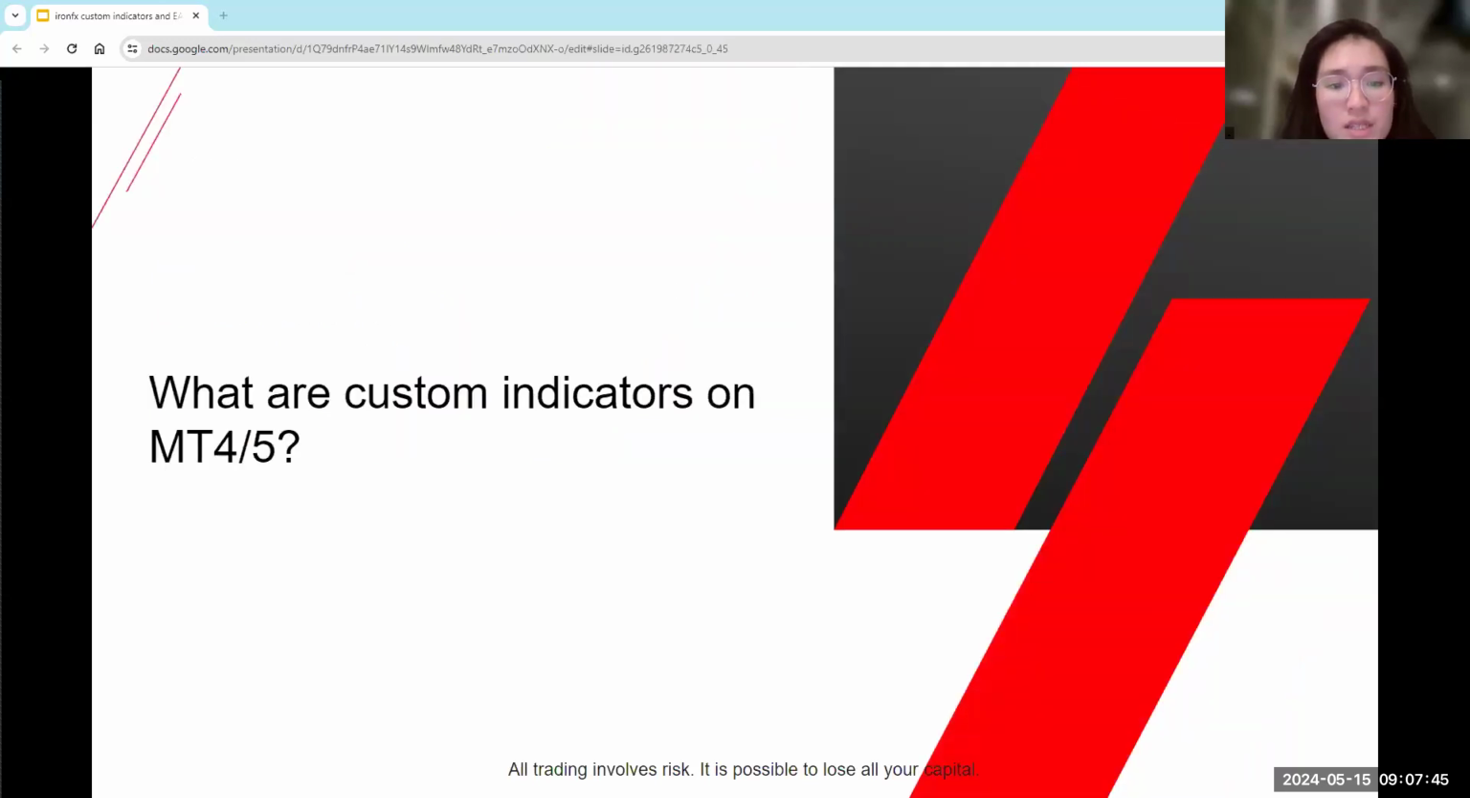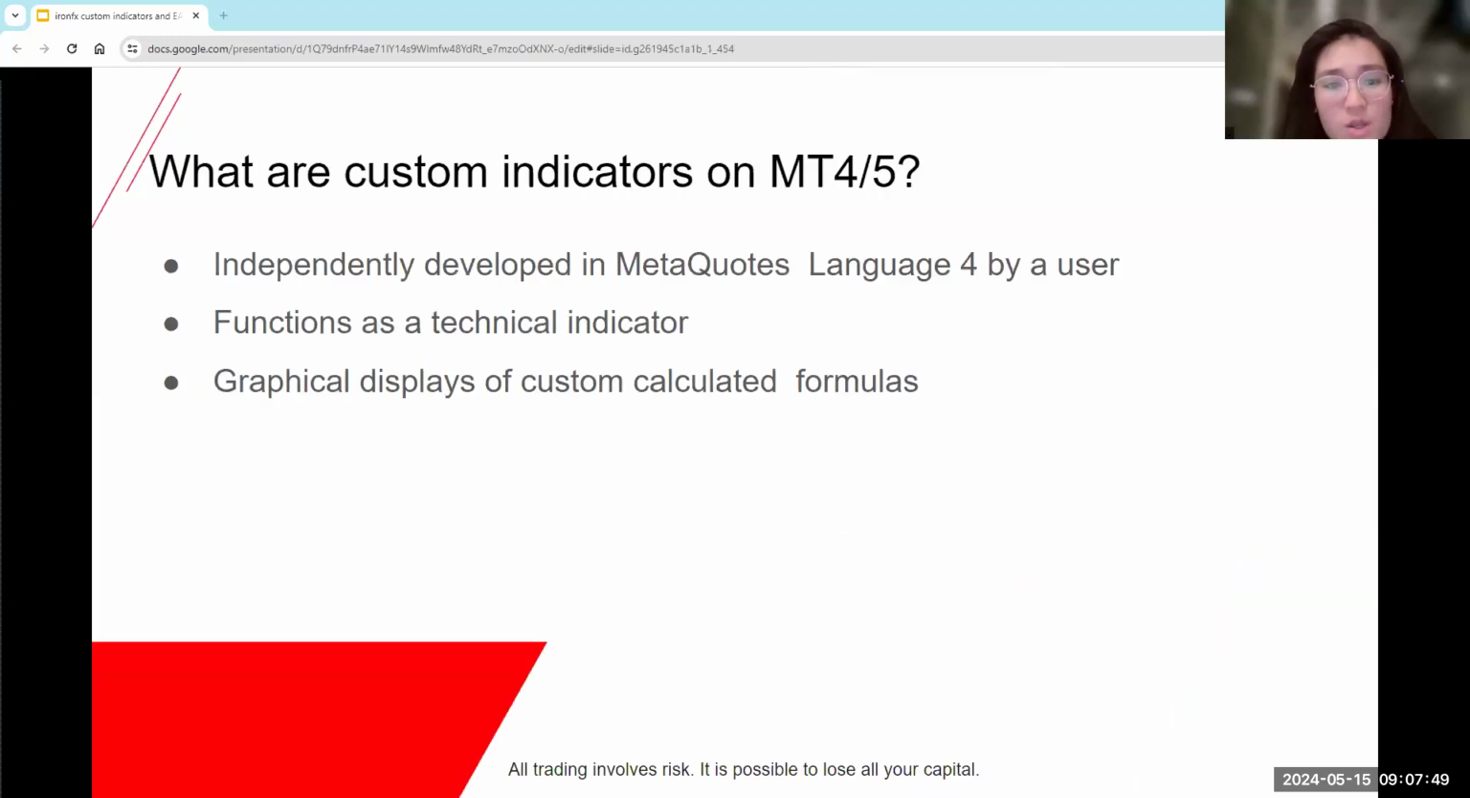Okay, so what are custom indicators on your MT4 and 5? They're basically independently developed in MQL4 by a user, function as a technical indicator, and are basically graphical displays of custom calculated formulas.